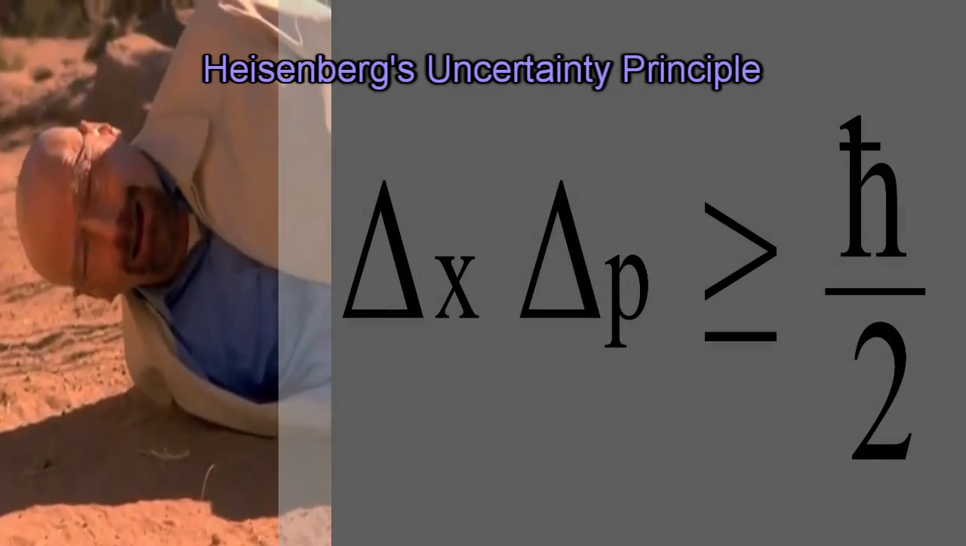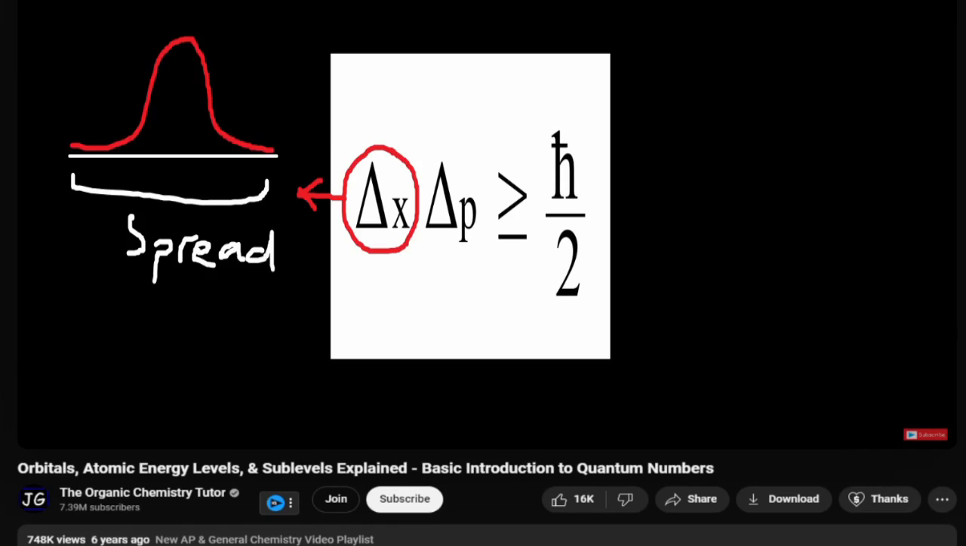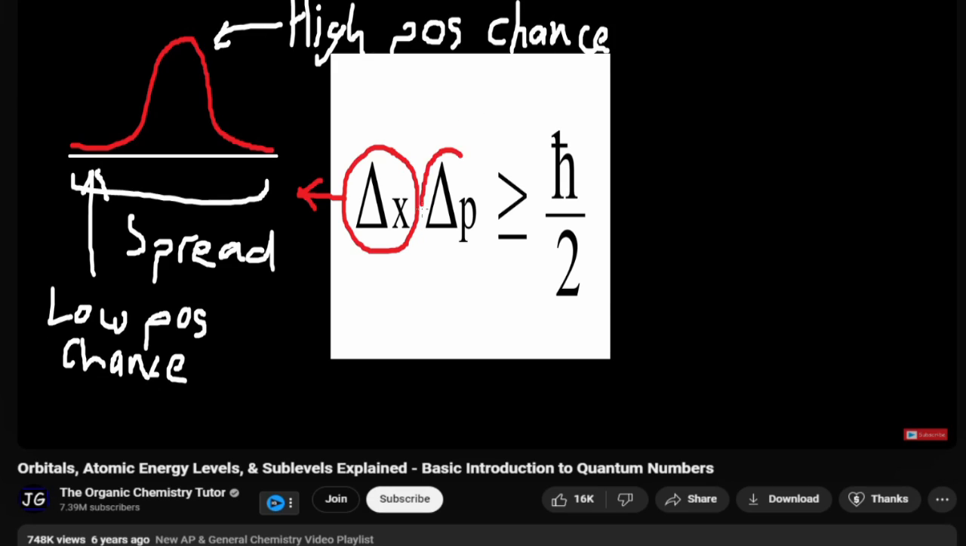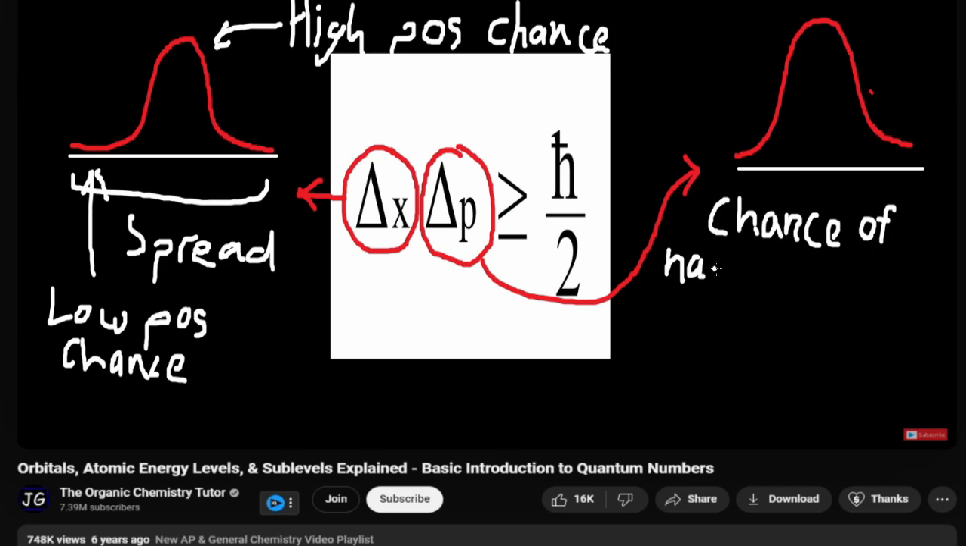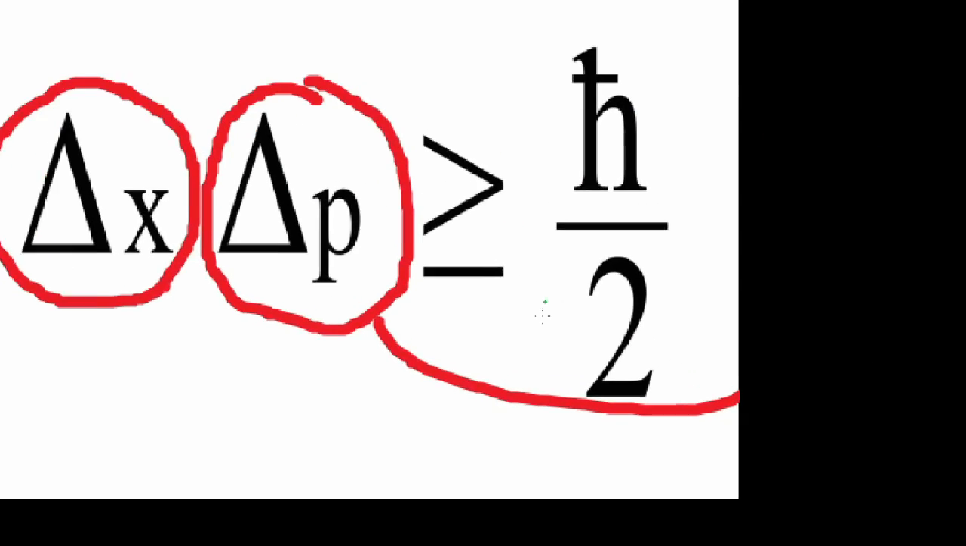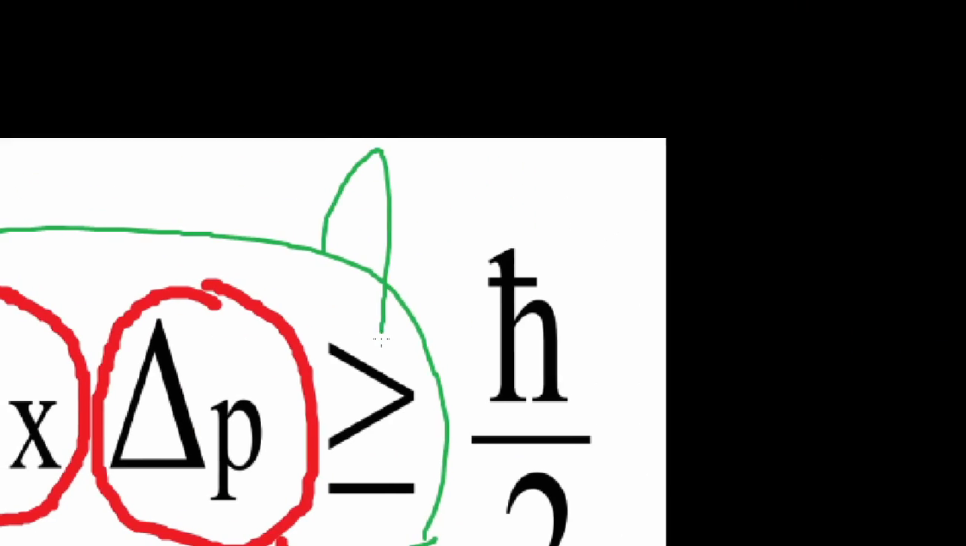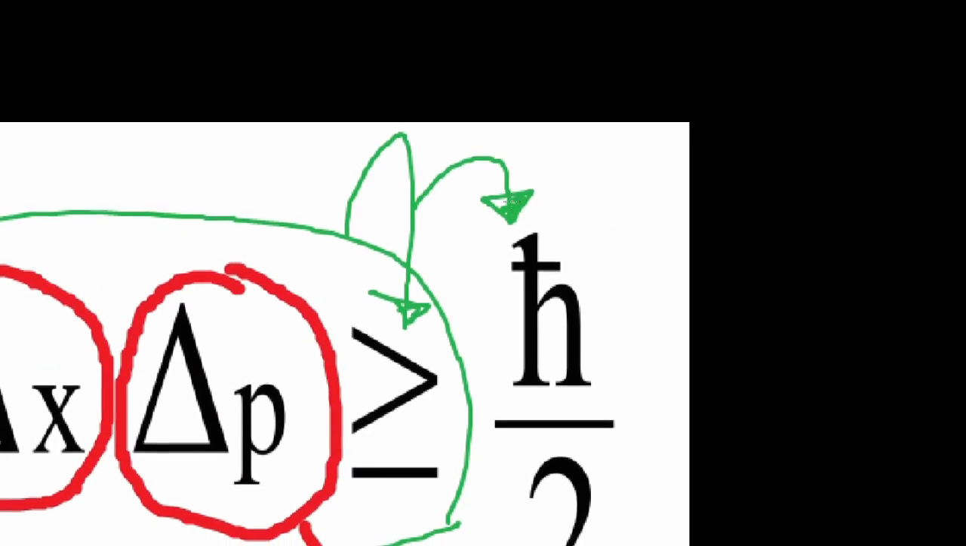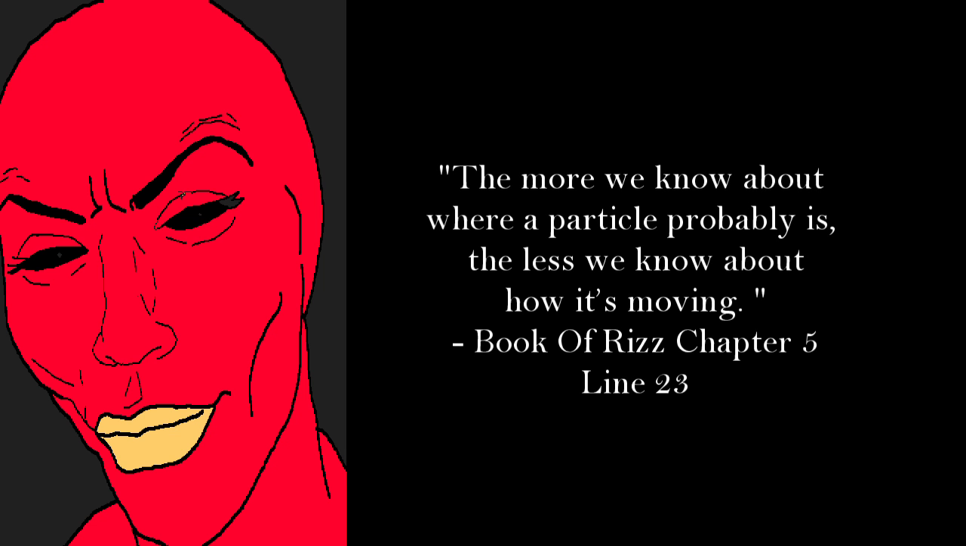Heisenberg's uncertainty. Okay, so this on the left here means the spread of possible positions of a photon. Then that is multiplied by the spread of possible amounts of momentum, and all that is greater or equal to the Planck constant. So, said equation depicts how the more we know about where a particle probably is, the less we know about how it's moving.